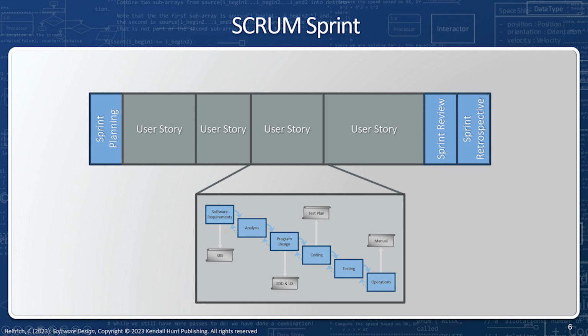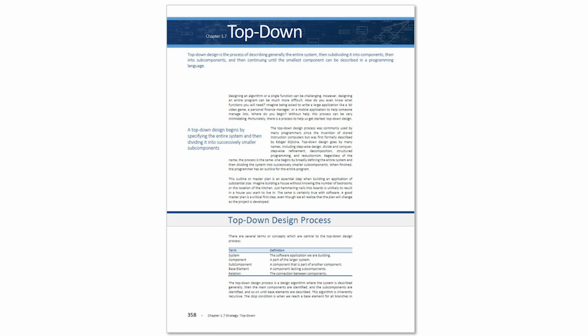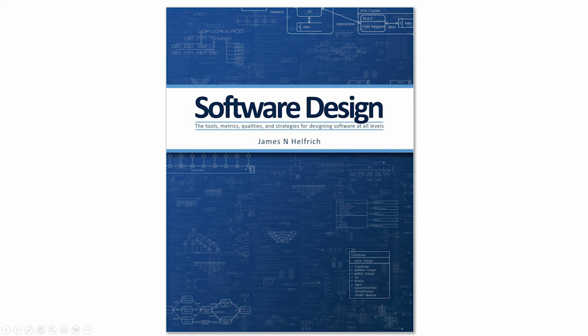This is in contrast with a sprint's design description, which is for a single user story, which may be only 5 pages long, maybe only a handful of views. The only difference here is the scale. The process is exactly the same. You can learn more about the top-down design methodology in the top-down chapter of the software design textbook.